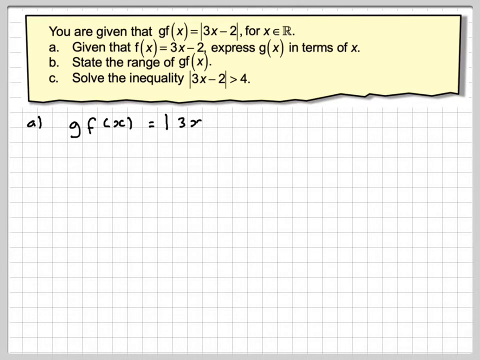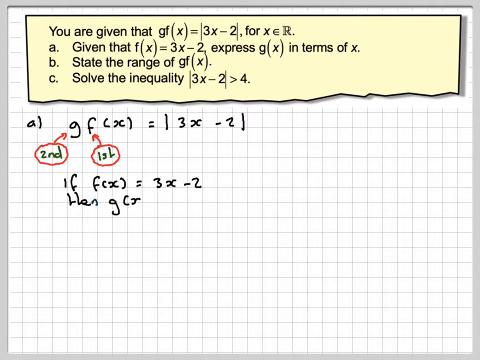So we've got gf of x is the absolute value of 3x minus 2. That means first f, second g. So this 3x minus 2 would have had to be substituted into g of x, the absolute value of x. What we do is we take that and place x in that with 3x minus 2, and then we end up with the required function.